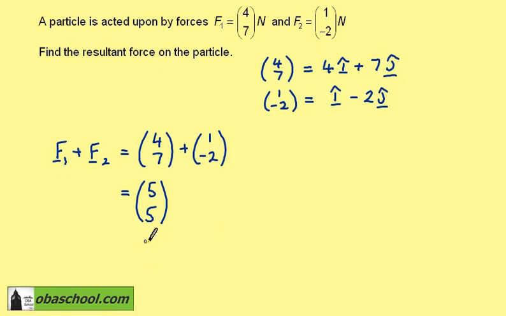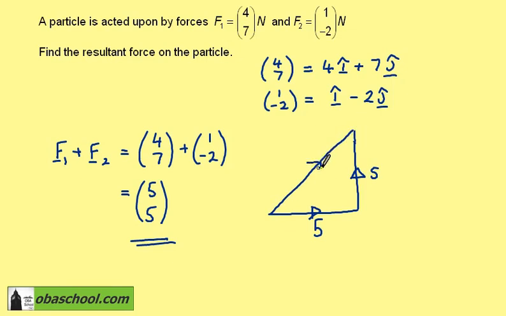Suppose we wanted to find the magnitude and direction for this force. We know that it's 5 newtons across and 5 newtons up. The resultant would be the third side of the triangle, and we have a right-angled triangle. We need r and theta.